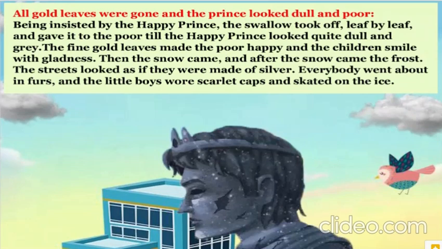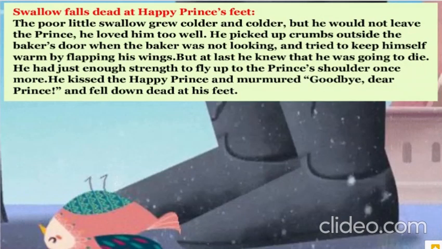But the Happy Prince was now all dull and gray. All the golden bright shine of the Happy Prince was gone. Then the snow came, and after the snow came the frost. So the streets looked like they were made of silver. All the little boys wore scarlet caps and were skating on the ice. Now it was getting colder and colder.